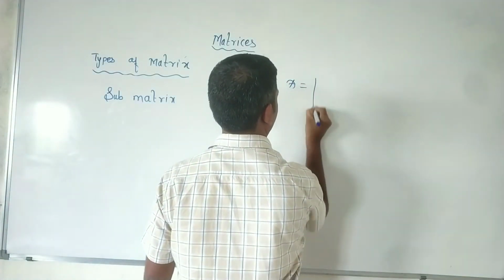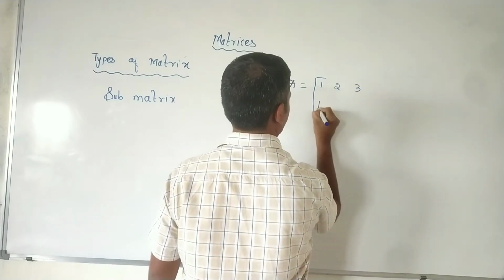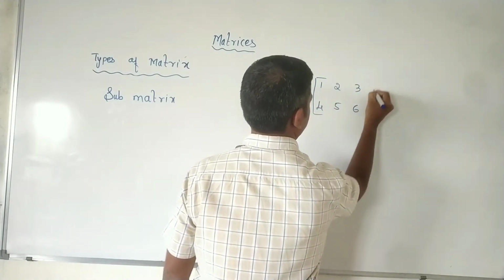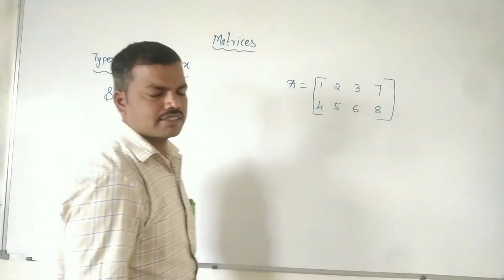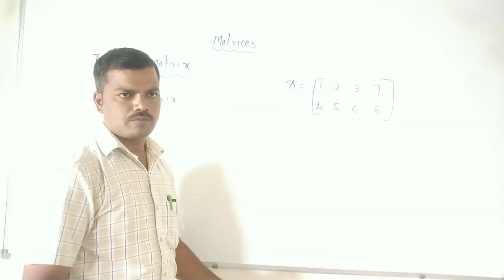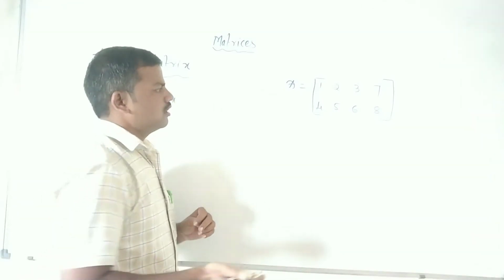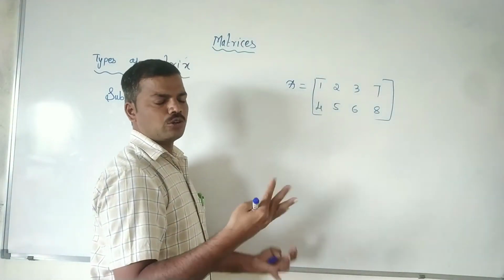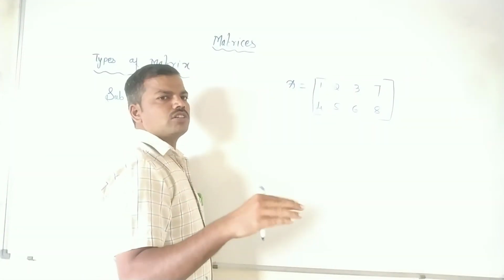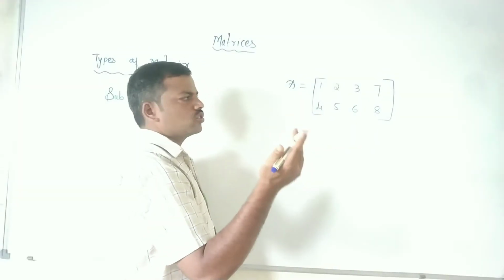Suppose we have a given matrix A equal to 1 2 3 4 5 6 7 8. So here we have a matrix like this. We have to form another matrix by deleting some rows or columns. You can delete rows, or you can delete columns. So the matrix is obtained by deleting some rows or a column.